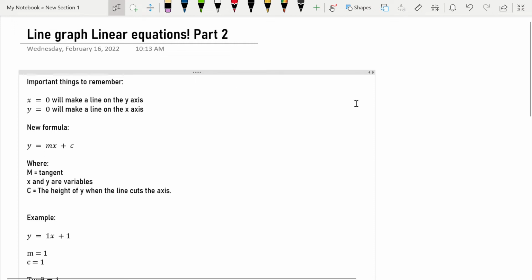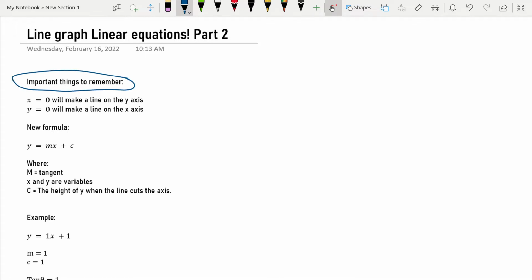In today's video, we're going to be exploring line graph and linear equations part 2. So we're going to be exploring another formula and many more things. Now some important things to remember is that x is equal to 0, not y, will make a line on the y-axis.